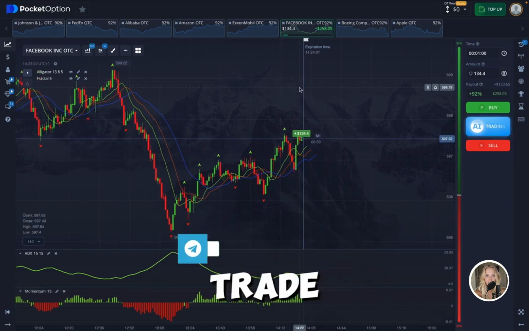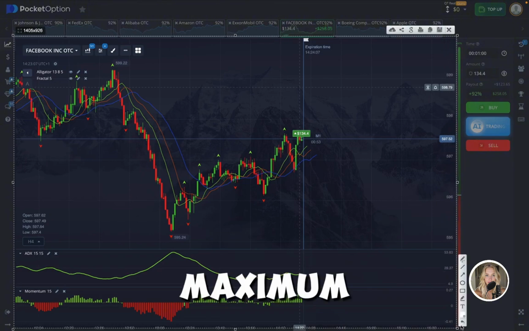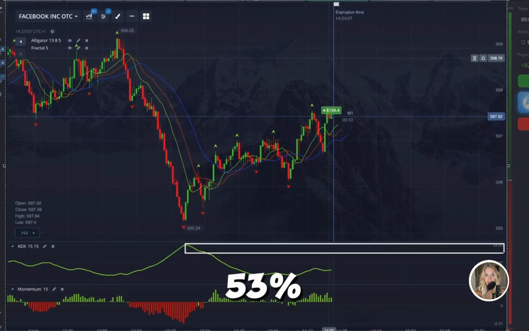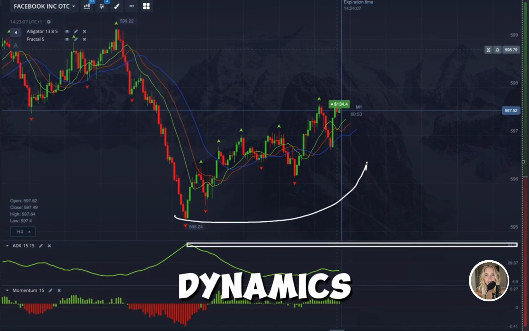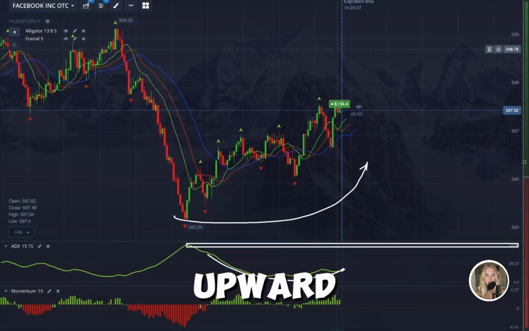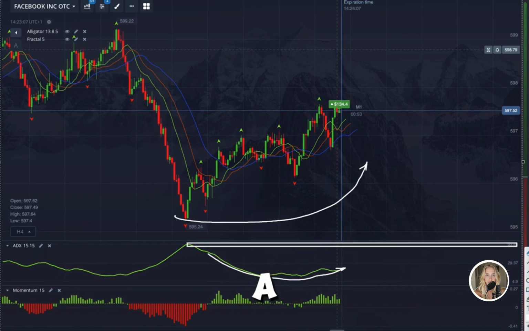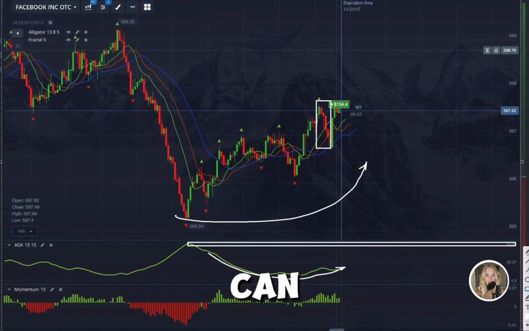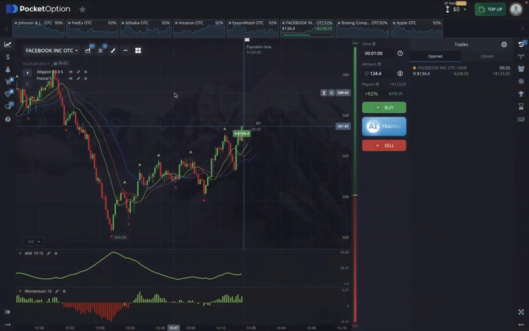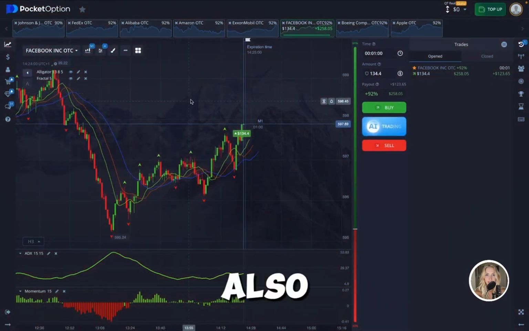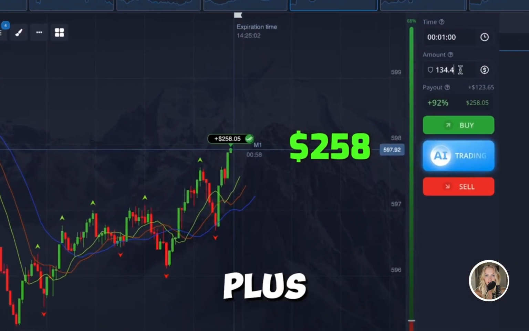Just as in the previous trade, ADX reached its maximum with a downward movement of 53%, and accordingly we have a reversal in the dynamics, and in general there are upward volumes. There was also a pullback, and after this pullback, we can open on the trend. Let's see the result. And the position is also quite confidently closed in the plus.